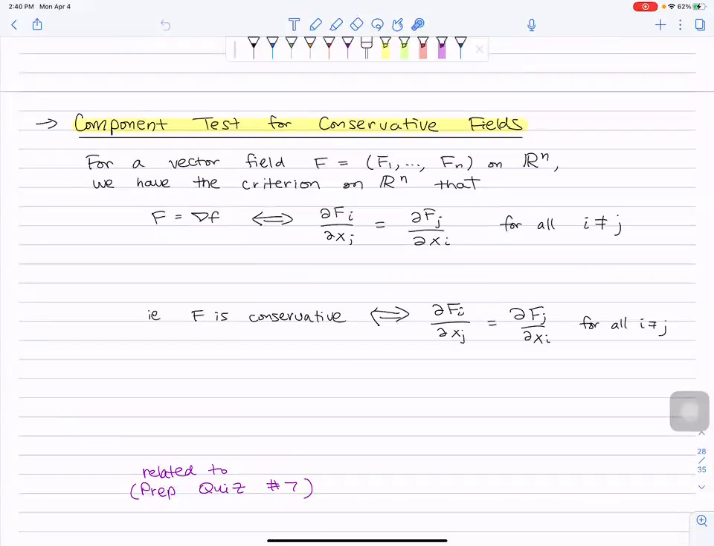Then we have the component test for conservative derivatives. In order to make sure that it is conservative, we have to test certain criteria. We have to check that the partial of f sub i over the partial of x sub j is going to equal, like we flip the indices, the partial of f sub j over the partial of x sub i. If we check that this is true for all i not equal to j, then we can say that f is conservative and it's going to be the gradient.